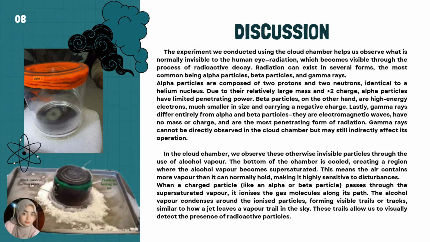So when a charged particle passes through it, it ionizes the gas along its path. The alcohol vapor then condenses around the ionized area, and that's what forms the visible trails or tracks that we see, kind of like the trails a jet leaves in the sky. These tracks show us the path of radioactive particles and help us to understand their behavior.